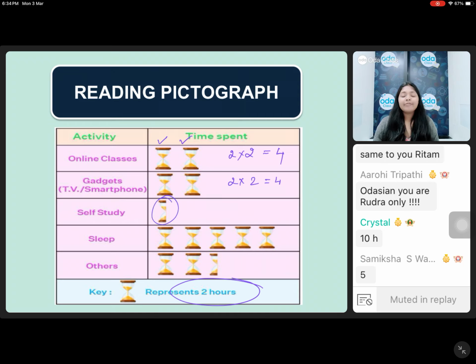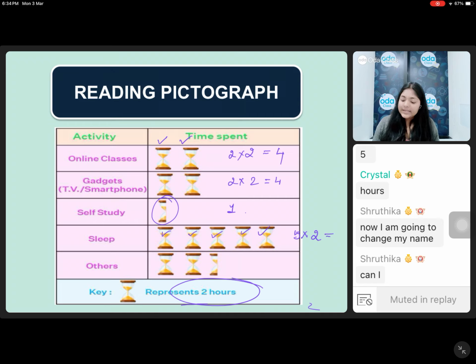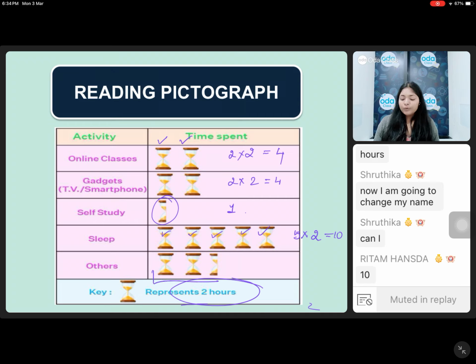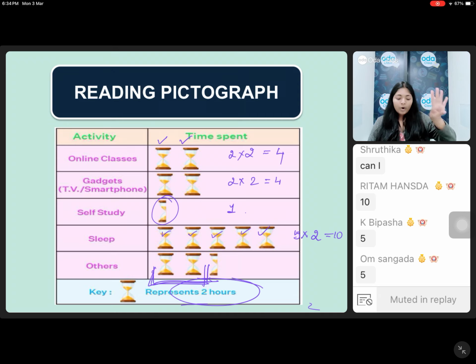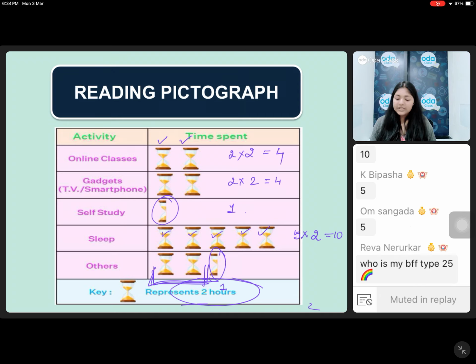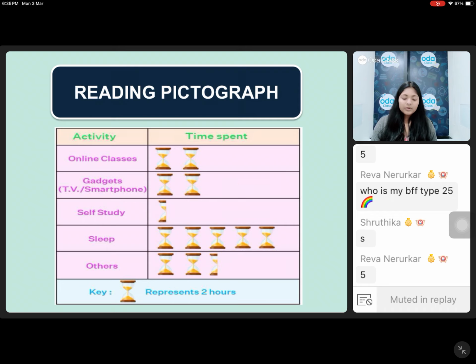This is only half. That means it is 1 hour. This is 1, 2, 3, 4, 5. So I'm multiplying 5 with 2. I'll get 10. Here tell me I have 2 full. So what is the value of this? This 2 full is equal to 4 and I have 1 half which is equivalent to 1. So 4 plus 1 will be 5. Understood? Clear all of you? Over here what happened? This is 2, this is 2, it is 4 and this is 1. We are having 5 here. Okay?